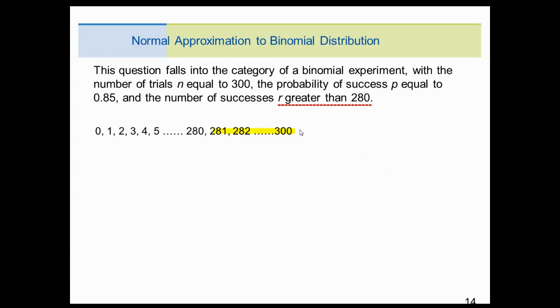All right, so we're trying to find the probability of R being greater than 280, which is 281, 282. If I was doing this back in chapter 5, I would have used the binomial cumulative, where it starts at 0. I would tell it to stop at 280, and then I would subtract that answer from 1, and that would give me from 281 all the way to 300. That was what we did in 5.2.